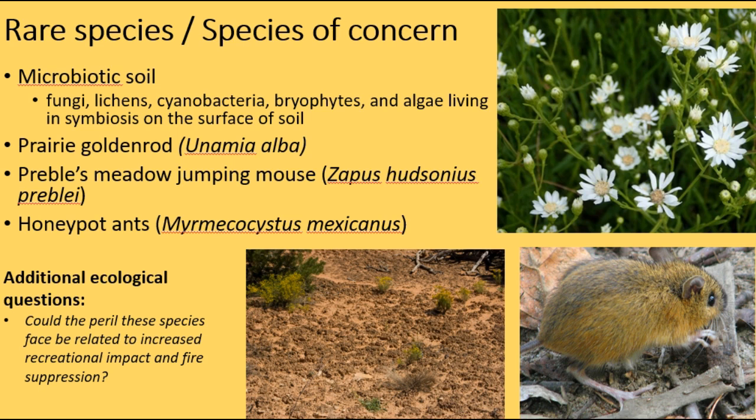Then we have the prairie goldenrod, which is right here up in the top right corner, another species of concern. The Preble's meadow jumping mouse in the bottom right corner, and then honeypot ants. So we're actually going to talk about honeypot ants for the rest of the talk.